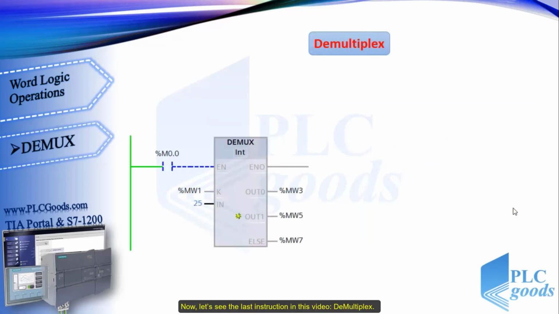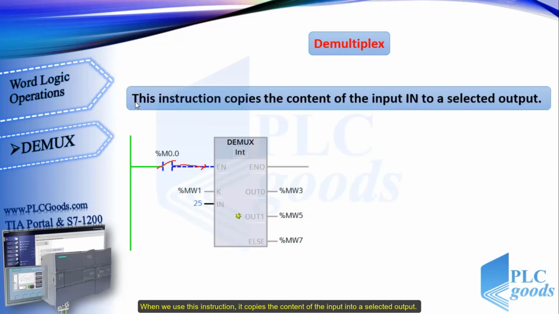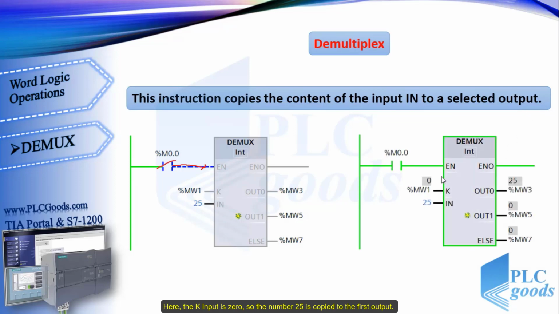Now let's see the last instruction in this video, the demultiplex. When we use this instruction, it copies the content of the input into a selected output. Here the K input is 0, so the number 25 is copied to the first output. If it is a 1, the number 25 is sent to the next output. Otherwise, this number is copied to the last output. Similarly, we can have up to 32 outputs for S7-1200 CPUs.